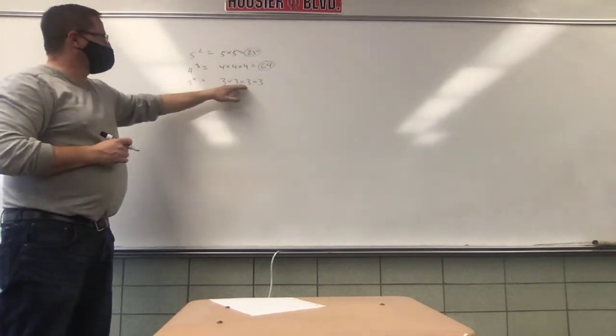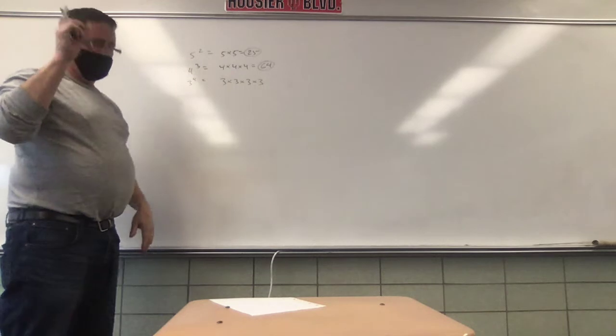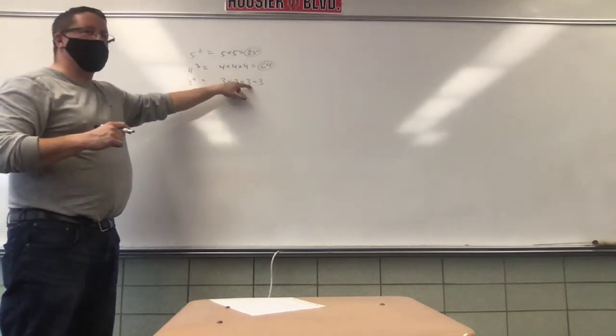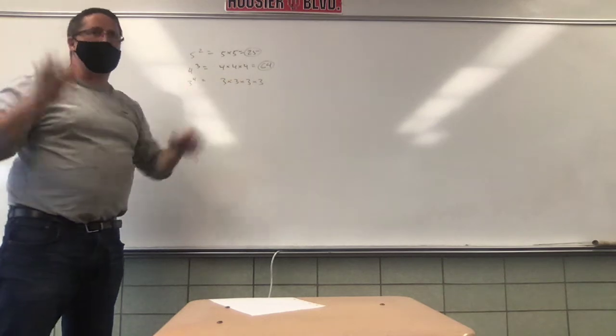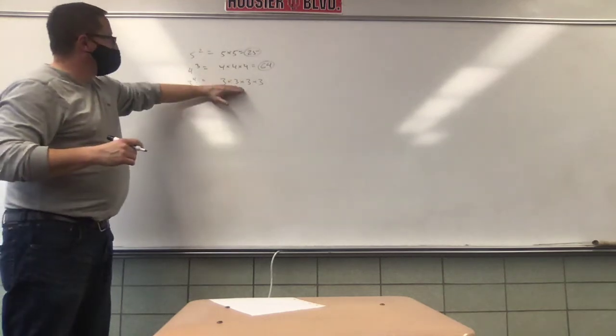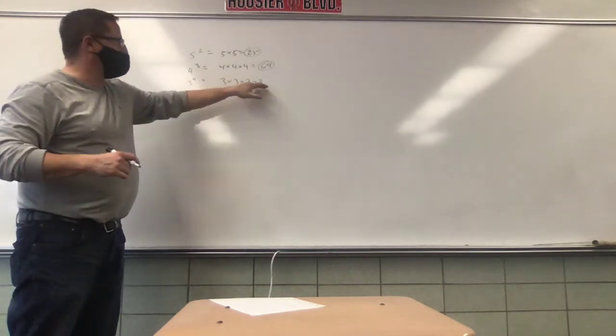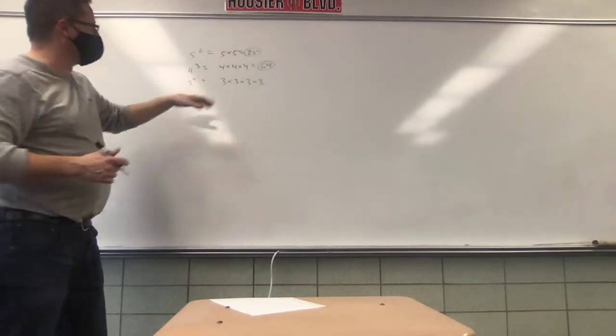So, 3 times 3 times 3 times 3. Here's what a lot of students do. A lot of students go 3 times 3 is 9, 9 times 3 is 27, and then they'll go 27 times 3. I can't do that. Do it this way. Go 9 times 9. This is 9 and this is 9. 9 times 9 is 81. So, 27 times 3 is 81. Or you could have just said 9 times 9.